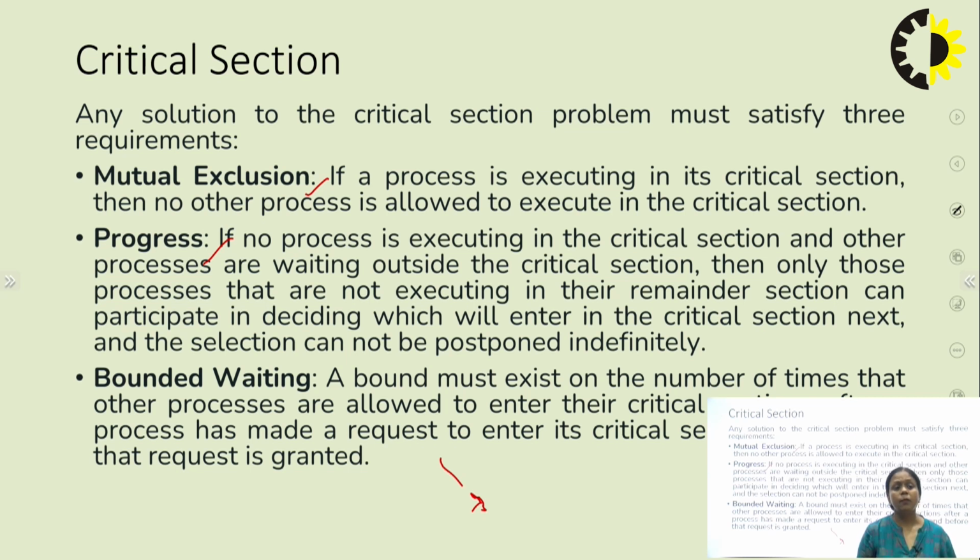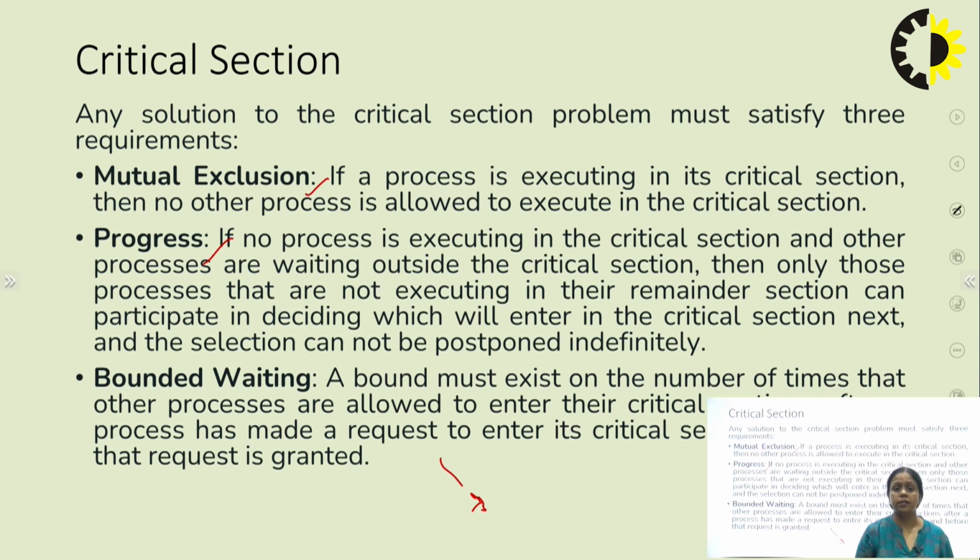Bounded waiting means the number of times a particular process can enter the critical section, and there should not be a starvation condition in this case. Always we have to check how many times we allow a particular process to come into the critical section. That is known as the bounded waiting condition. So these are the necessary conditions which a particular solution has to satisfy.